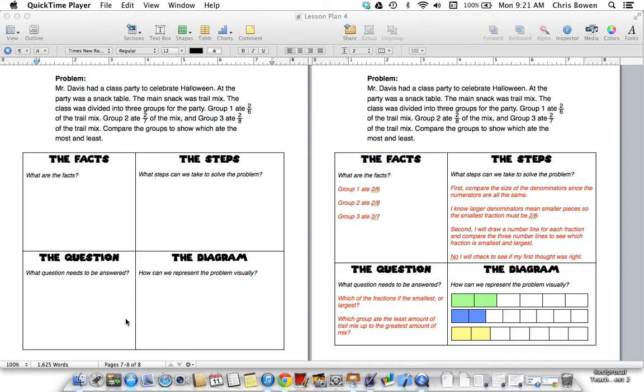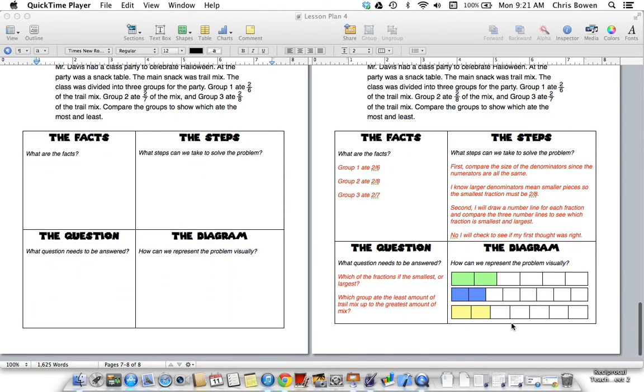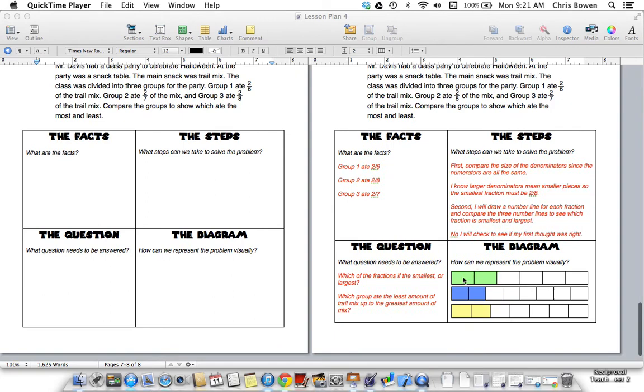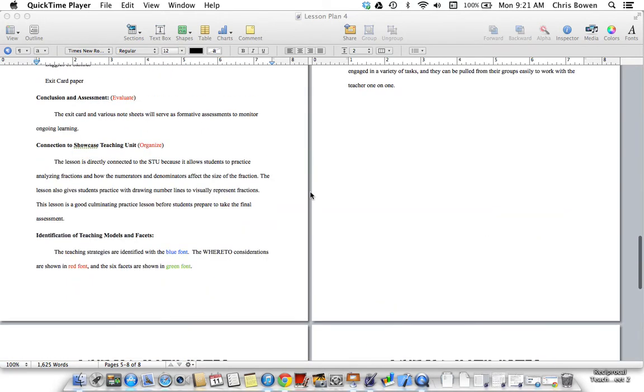solve the problem, the questions to be answered in the problem, and then showing a diagram of the 3 fractions to easily compare what is smaller and which is larger. So for example, in this problem, you'll see that 2/6 is larger than 2/7, which is larger than 2/8, and they will use the greater than and less than signs to identify those throughout the time.